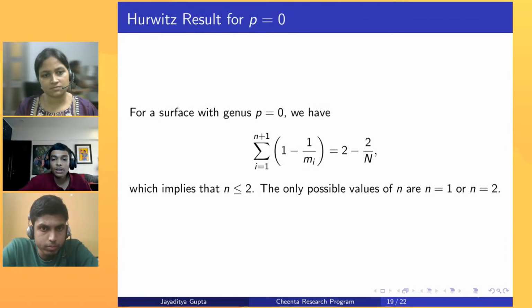Okay, and also notice that since each mi is greater than or equal to 2, this is 2 minus 2 by n has to be greater than or equal to n plus 1 by 2. A series of simple manipulations then shows that n has to be less than or equal to 2, which shows that the only possible values of n, being an integer, is 1 or 2.